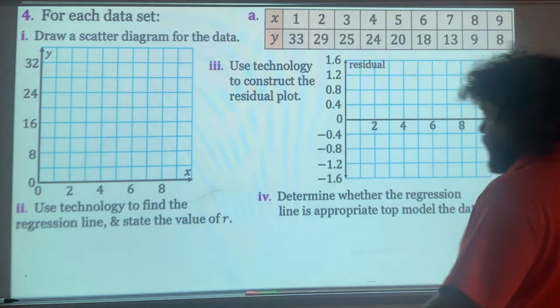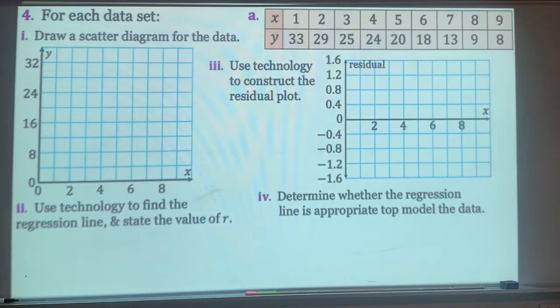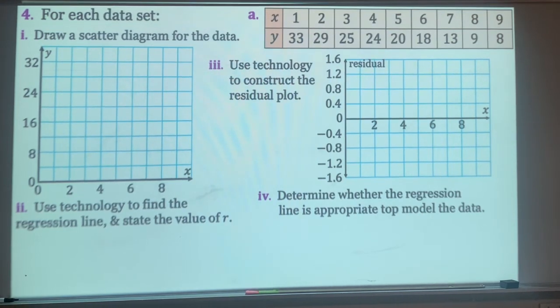All right, so I'm going to take my graph. You're typing this all into your calculator. Make sure that you constantly are clearing that calculator. Second mem, number 4, clear lists. You're entering in stat edit. You go into here: 1, 2, 3, 4, 5, 6, 7, 8, 9. Then 33, 29, 25, 24, 20, 18, 13, 9, 8. So you got your stuff there.